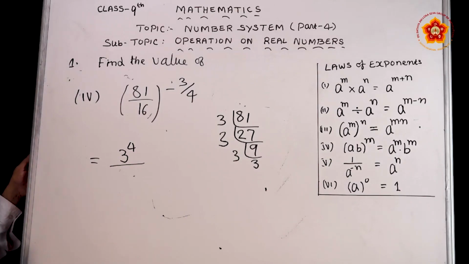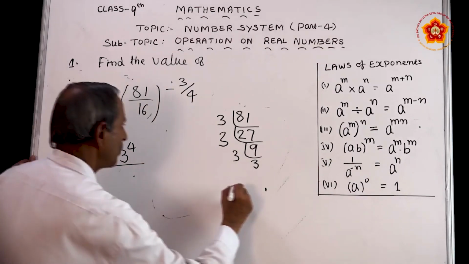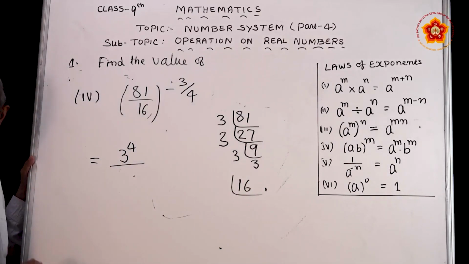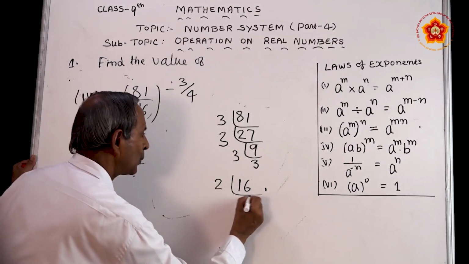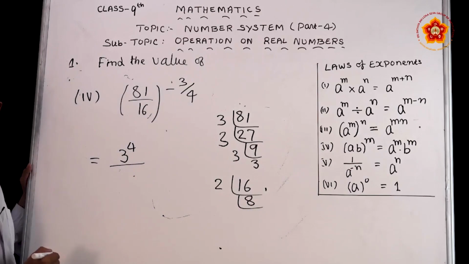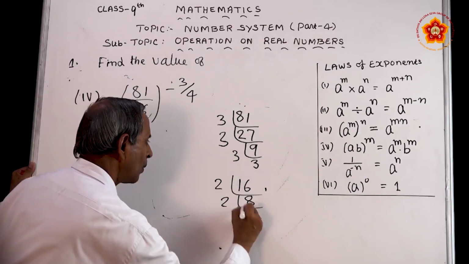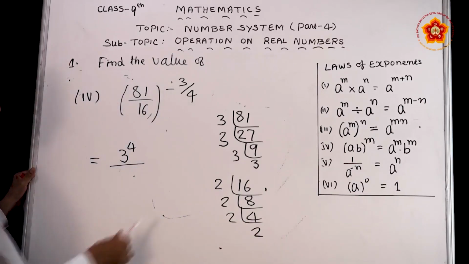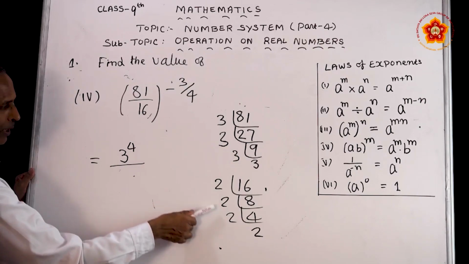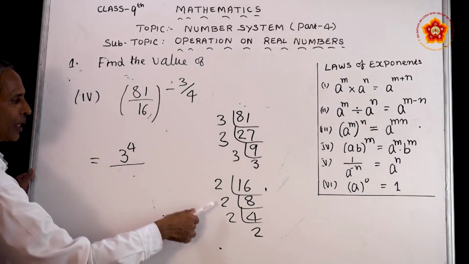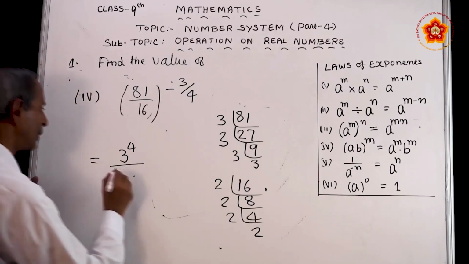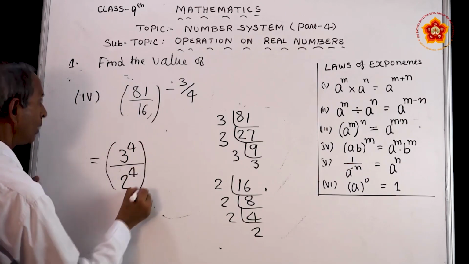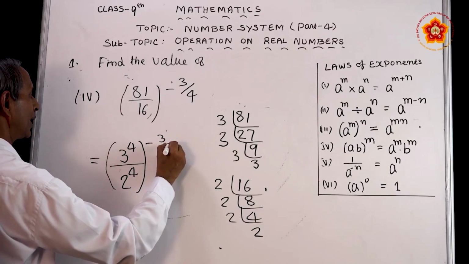Let us go to the denominator. 16 is there. Look here, it is an even number. Definitely it is divisible by 2. I am dividing by 2 now. 2 eights are 16. Once again it goes 4 times. 2 fours are 8. Once again it goes 2 times. 2 twos are 4. Now how many times is 2 there? You have to count the number of times it is repeating. It is also repeating 4 times. Therefore, you can express it as 2 raised to the power of 4, upon, minus 3 by 4 is there right here.